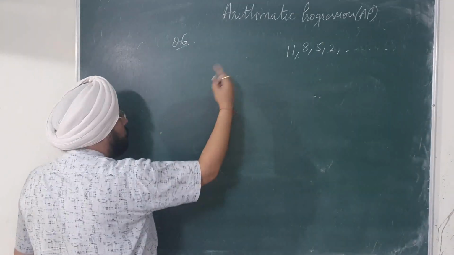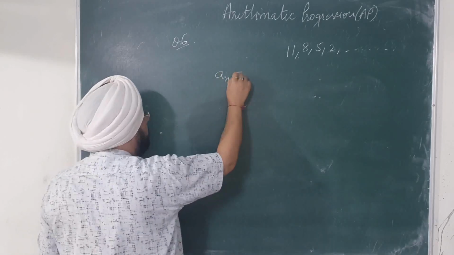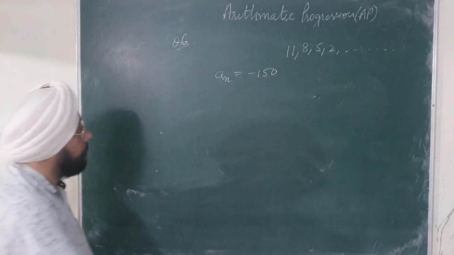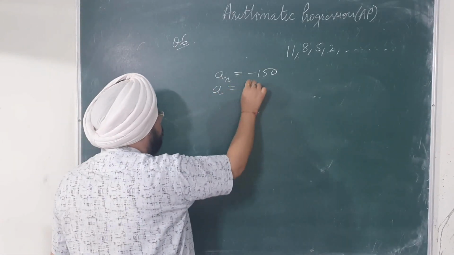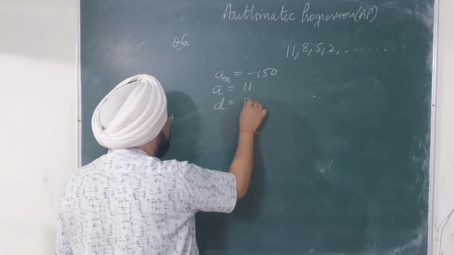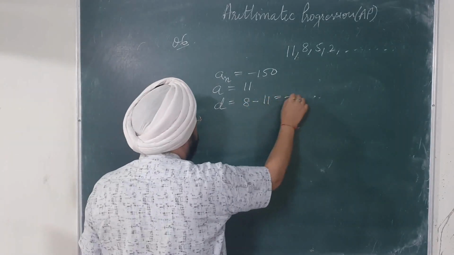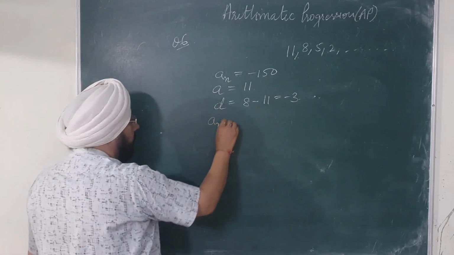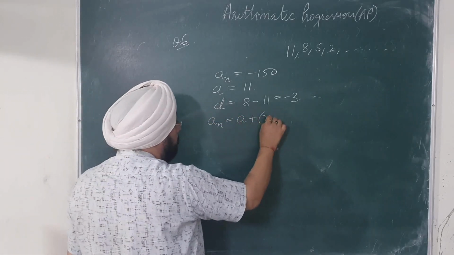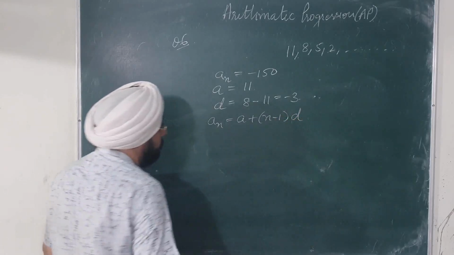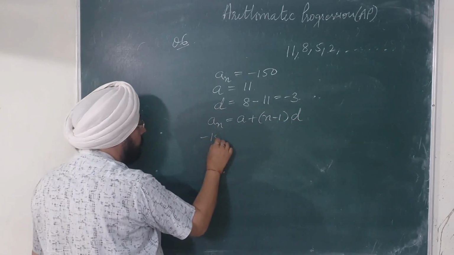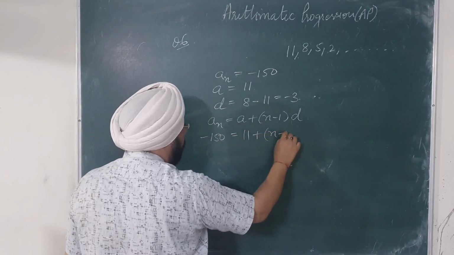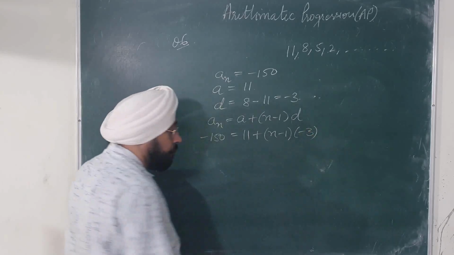So we have to check minus 150. Let us take any term, let us take an is equal to minus 150. A is given as 11 and d is the second term minus the first term, that is minus 3. So we have to calculate n. an is equal to a plus n minus 1 into d. What is an? It is minus 150. a is 11, n we have to calculate, and d is minus 3.